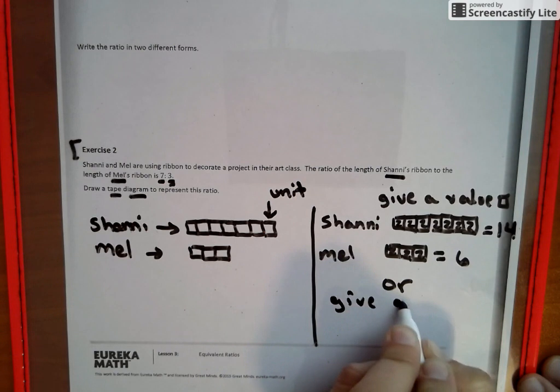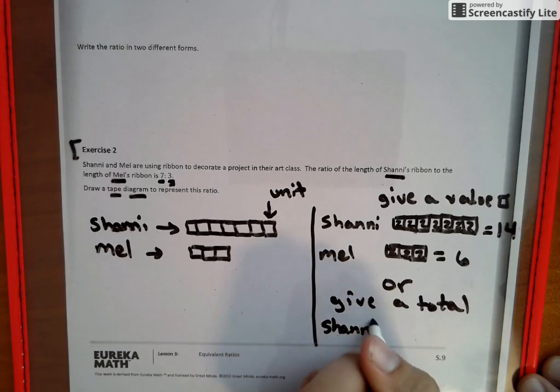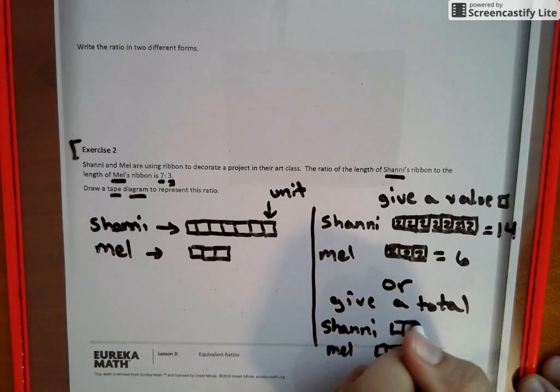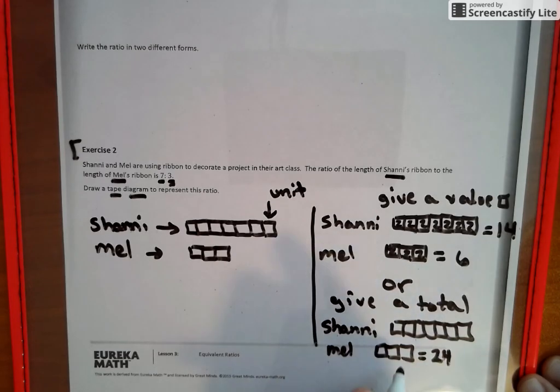Or we could give a value per box. Or we could give a total. So we could say Shani, Mel. Let me just do this real quick. 1, 2, 3, 4, 5, 6, 7. We could say Mel is 24. So if we have 24, these 3 units have to be 24.